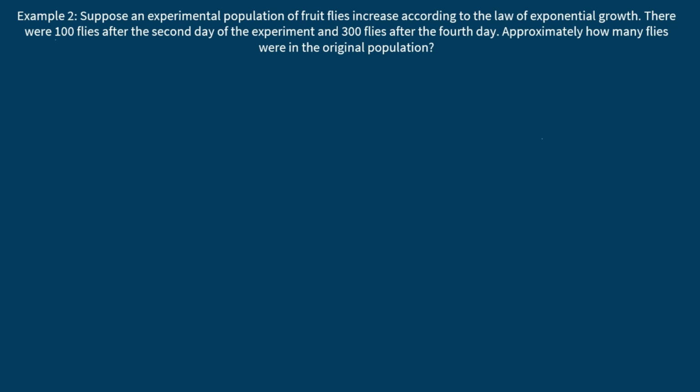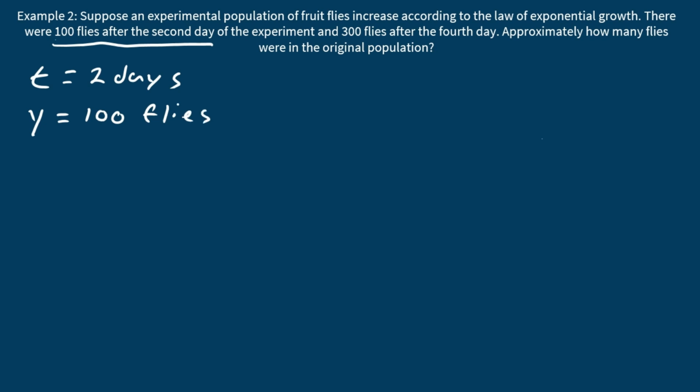What I want to do first is write down all of the conditions that I know. The first set of conditions they give us is that there are 100 flies after the second day. So that means when our time was equal to 2 days, there were 100 flies, which is our y value. And remember, y is always going to be the quantity. Next, we were given that there were 300 flies after the fourth day. So that means when t was equal to 4 days, our y value is equal to 300 flies.